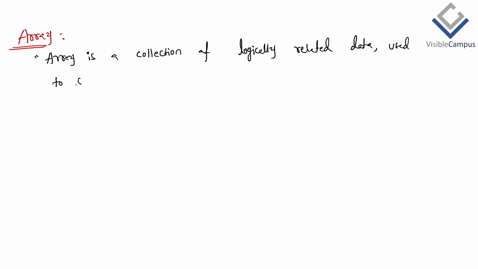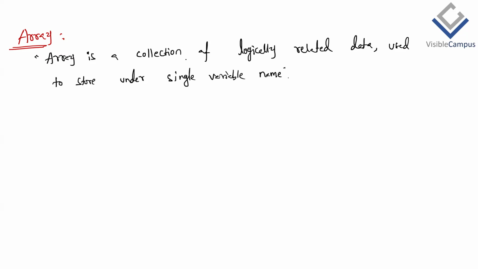Array is a collection of logically related data and used to store under a single variable name. This is the meaning of array.